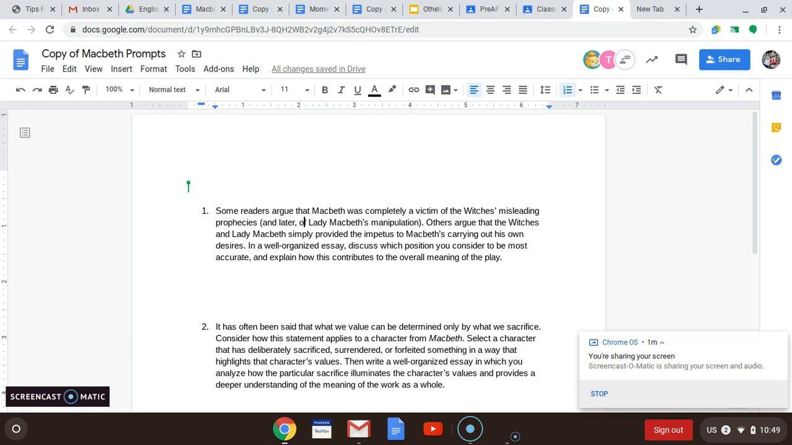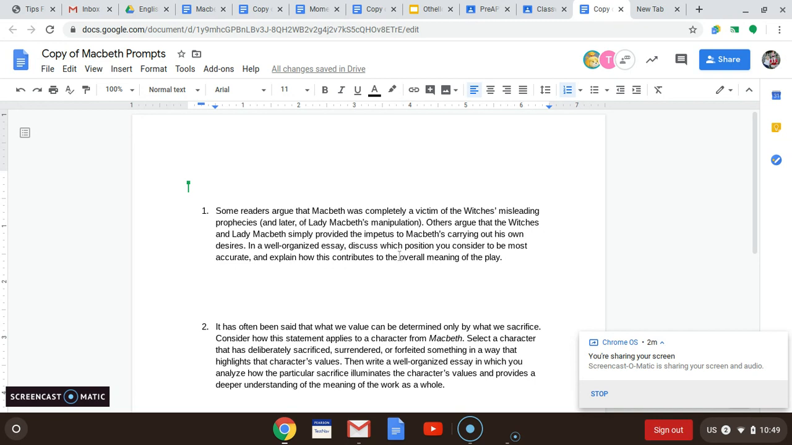Some readers argue that Macbeth was completely a victim of the witch's misleading prophecies and later of Lady Macbeth's manipulation. Others argue that the witches and Lady Macbeth simply provided the impetus to Macbeth's carrying out his own desires. In a well-organized essay, discuss which position you consider to be most accurate and explain how this contributes to the meaning of the play as a whole.